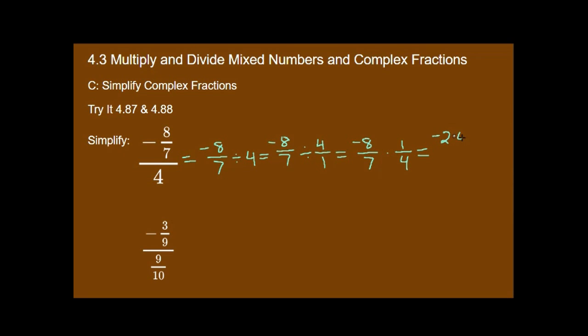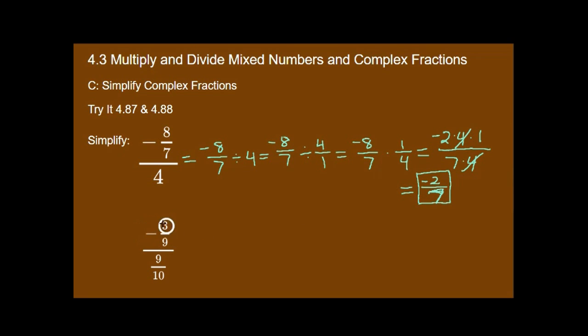Negative 2 times 4 is the negative 8, and then times 1. I can write it, I don't have to. I know the 1's going to disappear. And then 7 times 4, cross out the 4's. And on the top I have negative 2 times 1, which is negative 2. And on the bottom I have 7. Negative 2/7. That's a really weird 7. Sorry about that. Okay. Next one.